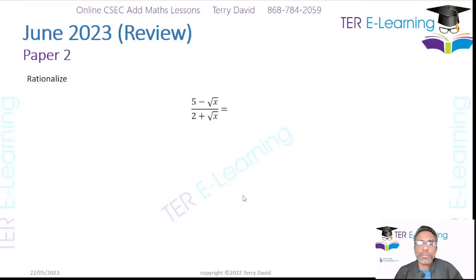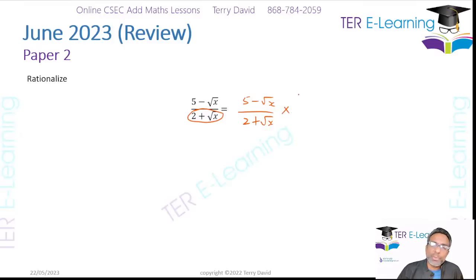All right, let me just show you how to rationalize something like this. You all need to be able to do this in the exam. Let's say you wanted to rationalize this. What that means is that I need to get rid of my square root in the denominator. So all you're going to do is say 5 minus root x over 2 plus root x. We're going to multiply by what we call the conjugate. So this is going to be 2 minus root x over 2 minus root x, right?